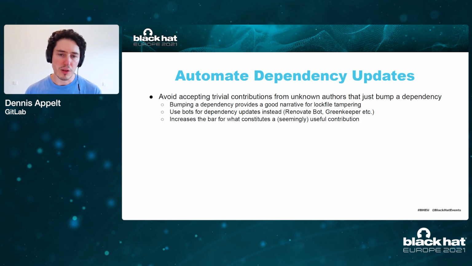Another way to raise the bar of what a successful log file tampering attack could look like is to use automated dependency updates. If you stop accepting trivial contributions that just, for example, bump a dependency version, you make it harder for an attacker to put together a convincing contribution that contains log file tampering. There are various bots that can help you with automating log file updates. So this just reduces a very low effort attack vector for the attacker.